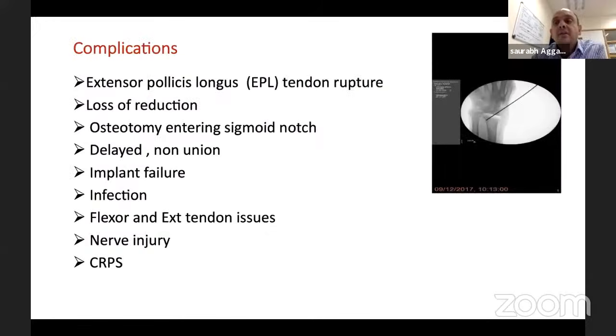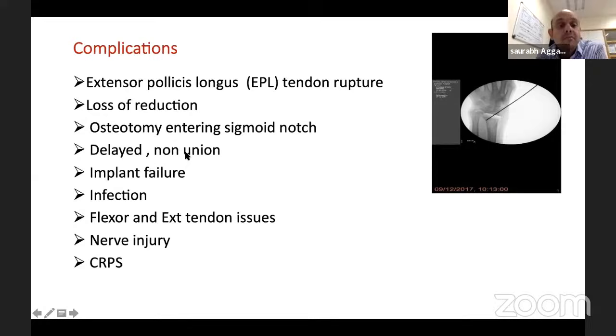And then finally complications, EPL rupture. So we've spoken about, always leave the EPL out of retinaculum if you're doing a dorsal approach. If you're doing a volar approach, be aware that dorsal ridges and dorsal capsule, dorsal osteophytes can cause EPL rupture. So if you're worried, go and debride those. Loss of reduction, you can lose the reduction. Osteotomy can enter the sigmoid notch, as I've shown here. So be very aware. That means patient can get DRUJ arthritis and pain in the future.